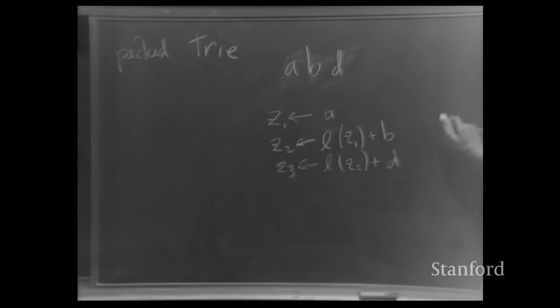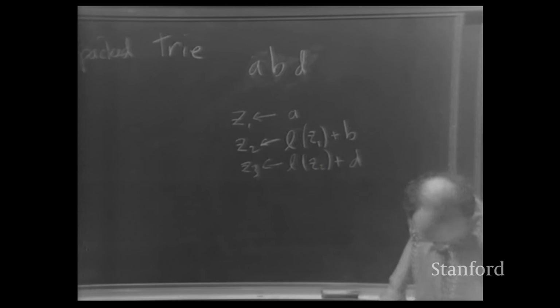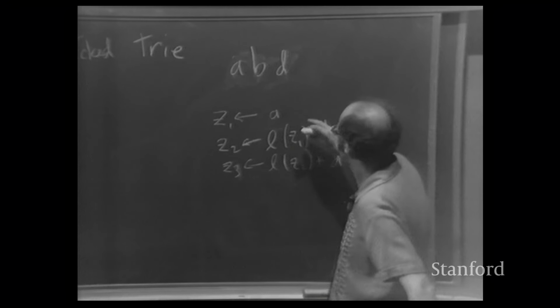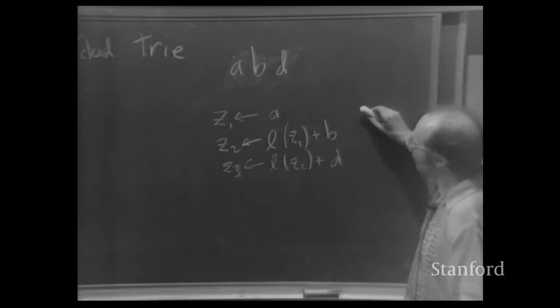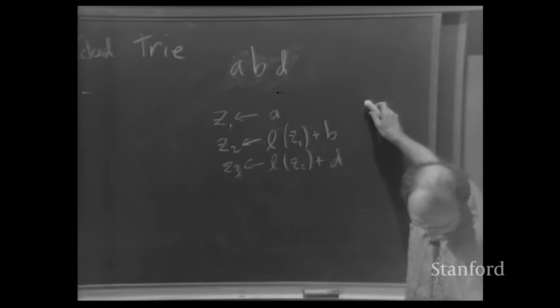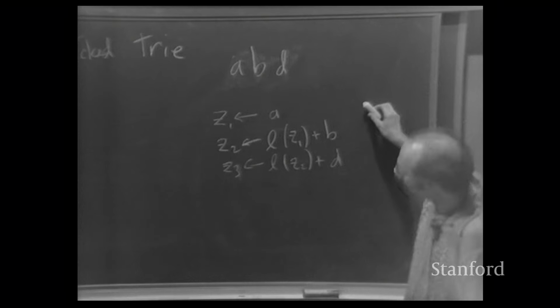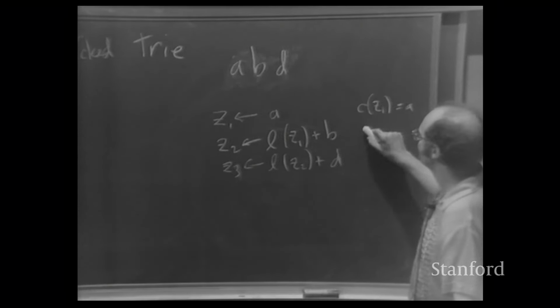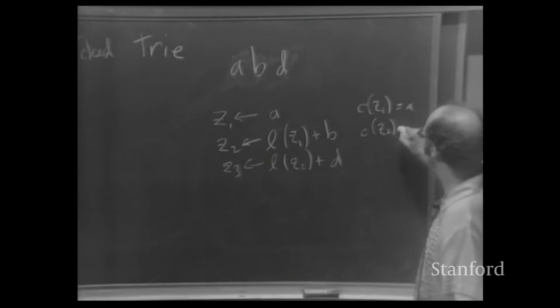However, I have to have a check that this pattern is legitimate. Well, let me see. Then I also have a check that something is going. So what should I call that? Let me call it C. C of Z1 should equal A. C of Z2 should equal B, and C of Z3 should equal D.